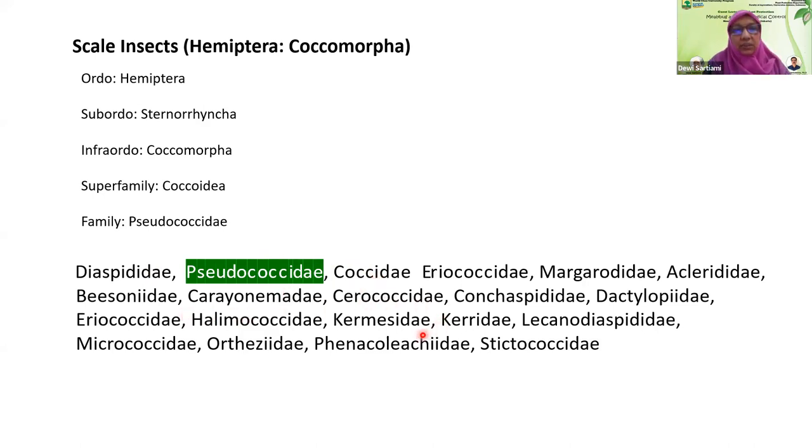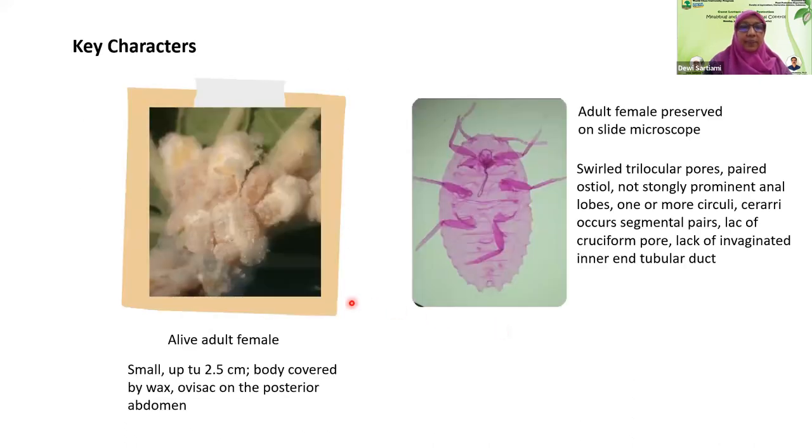So there are lots of other families, like Kerriidae. We can find Kerriidae producing a lot of something like ink to make color. And I will go to the next slide. Here, this picture shows a live adult female. Live means the wax is still there, still covering the body. We can see there is more wax in the posterior part of the abdomen. This means this adult is already prepared to lay eggs.